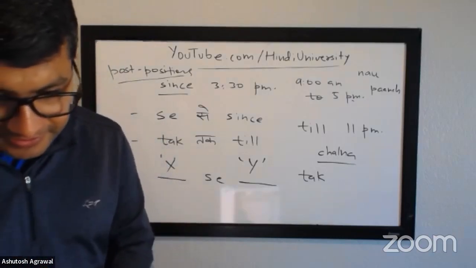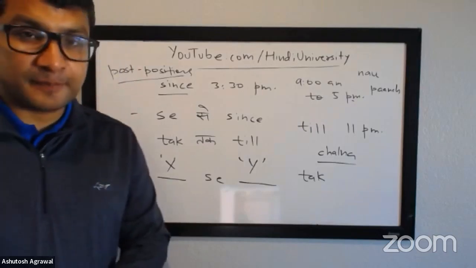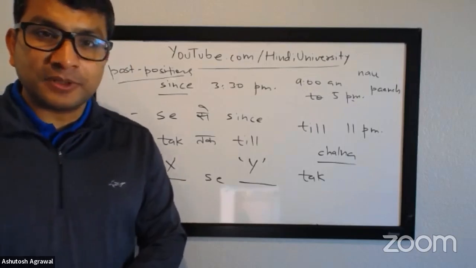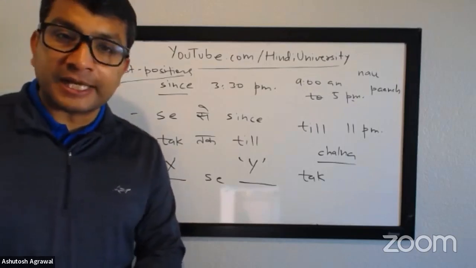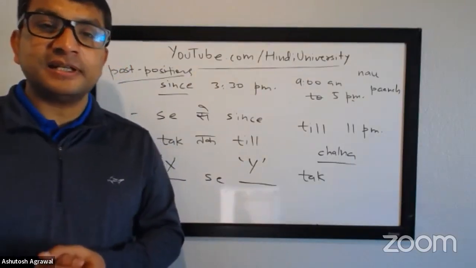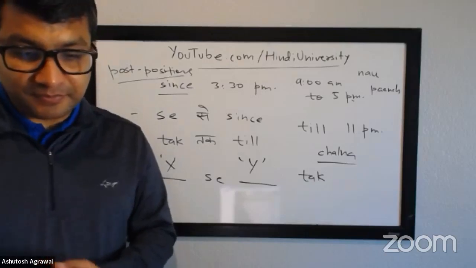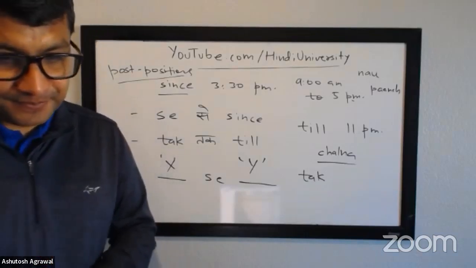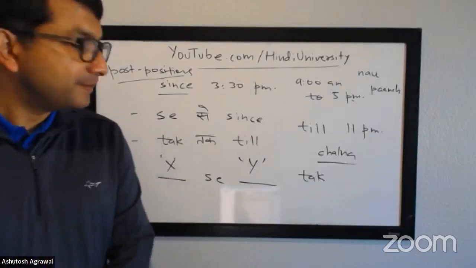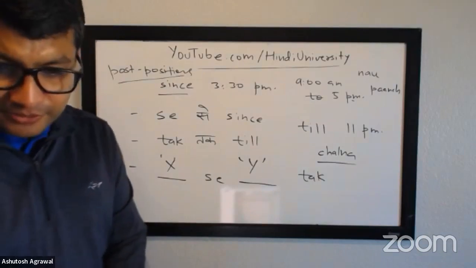If I'm saying it in past tense, if I was saying I slept, main soi. Because sona is an intransitive verb, there's no ne. So main raat ke 11 baje se 5 baje tak soi. And if it is masculine, like Ron soya. Yeah, good, good. Anyone else would like to try?